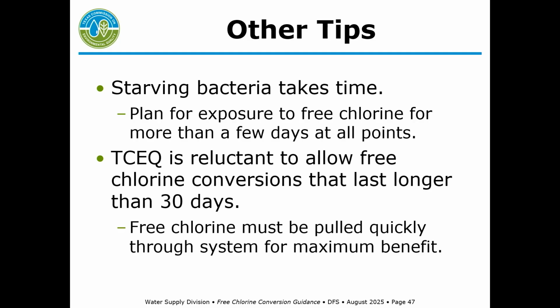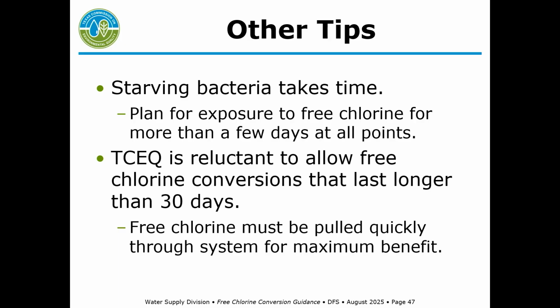The reason for that is we have this concept in the regulations about normal operating conditions. We can allow you to have high DBPs for a short period of time that doesn't represent normal operating conditions and reschedule the DBP sampling around those abnormal conditions. But for our purposes, the maximum allowable length of an abnormal operating condition during a year is generally 30 days. So bottom line, just make sure you're pulling the free chlorine through the system as quickly as possible so you get the most benefit out of your free chlorine conversion.